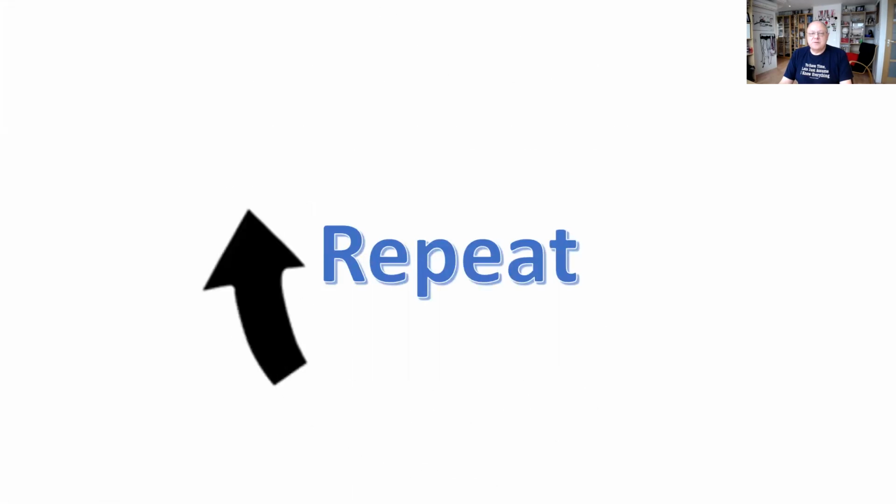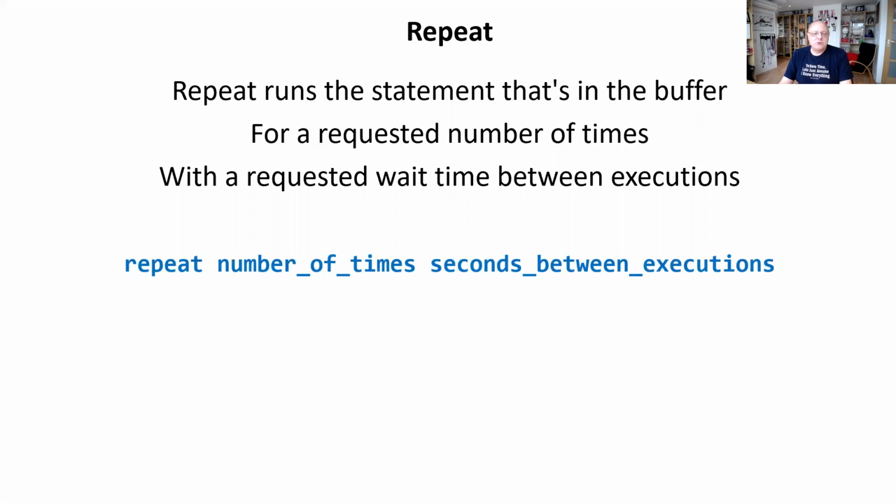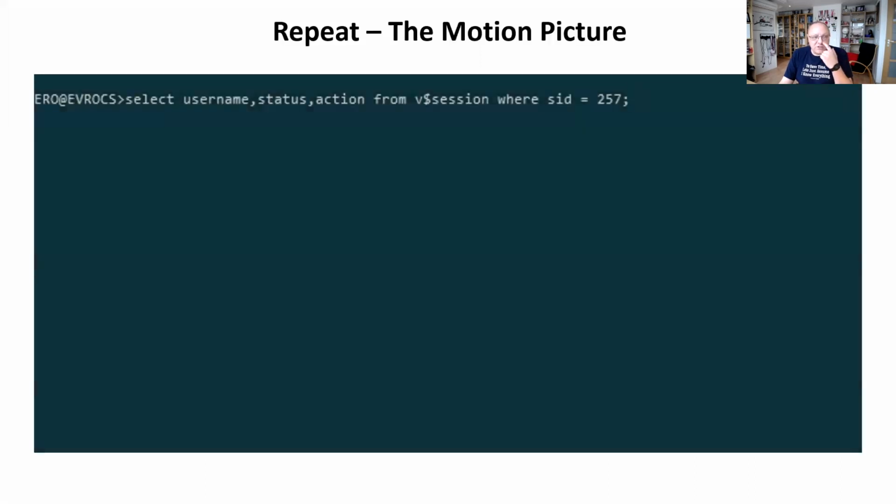The repeat statement. It repeats the statement in the buffer for as many times as you want with a wait time between executions. This is how you do it. Repeat the number of times and the seconds between executions. You can wait for 2 minutes maximum, and this is it in action.